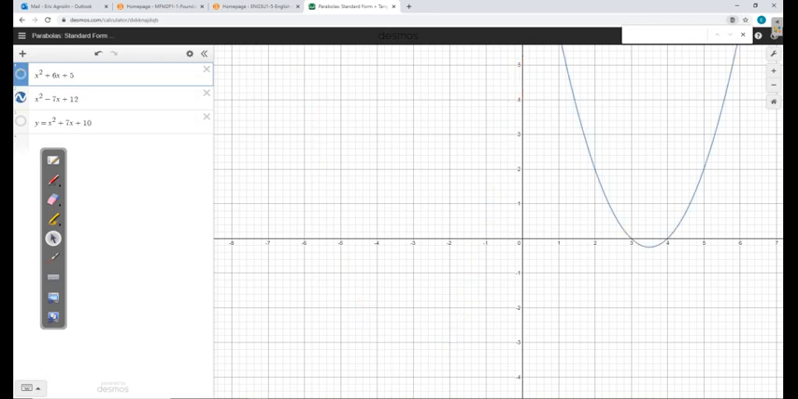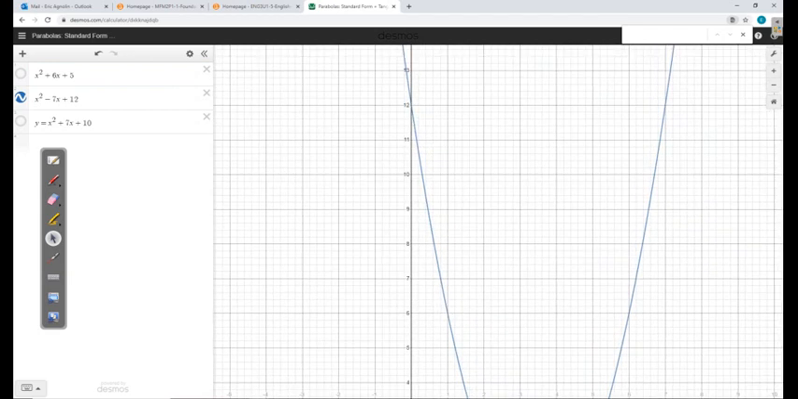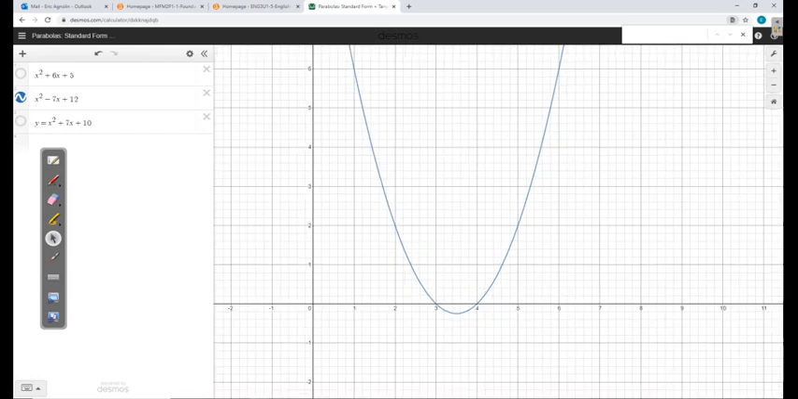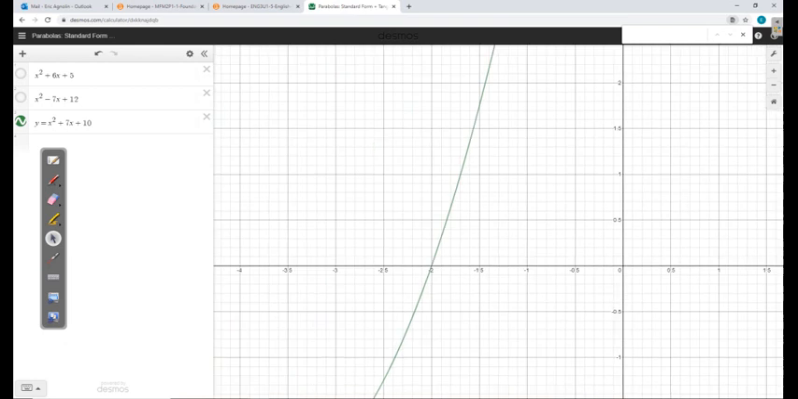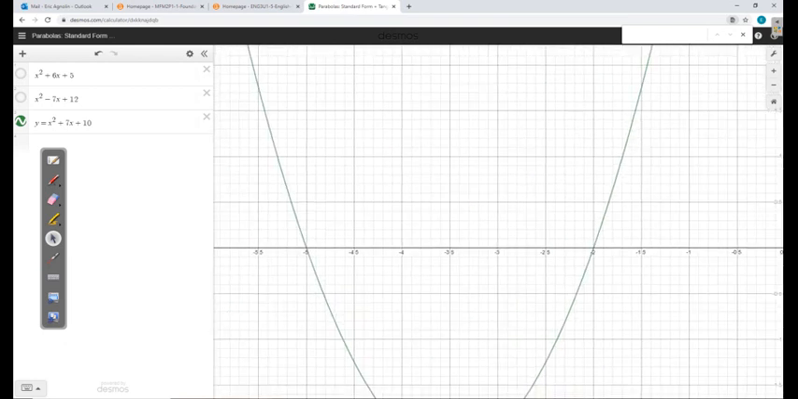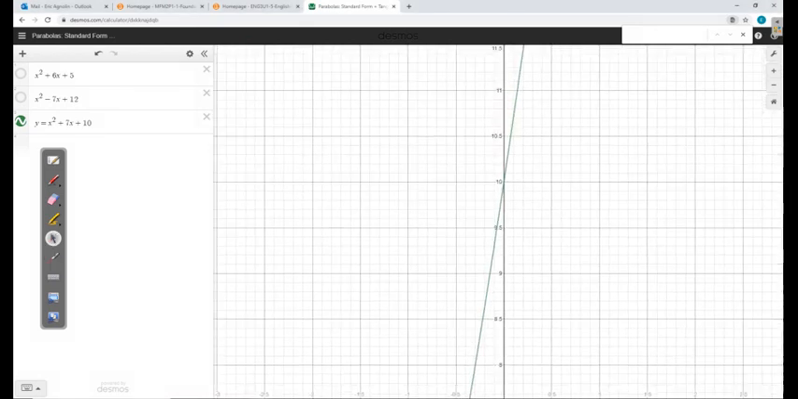The second one over here, you can see it has a y-intercept of 12, all the way up here, and it has x-intercepts of 3 and 4. And then the last one we can see has x-intercepts of -5 and -2 with a y-intercept of 10. Okay, so just so you believe me when we go through these, that's all it's for.